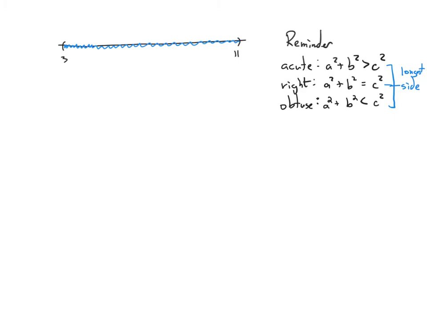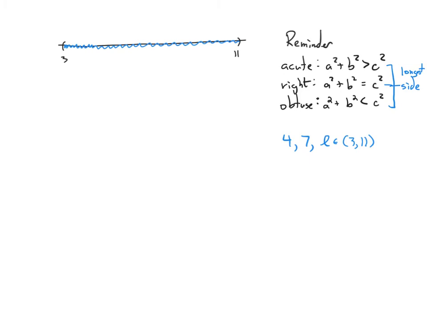So maybe let's switch our notation here. We have lengths 4, 7, and I used c in the last slide, but because c is standing for the longest side here, rather than calling it c, I'm going to call it, I don't know, L for length. So L, and L we know is in that interval from 3 to 11.